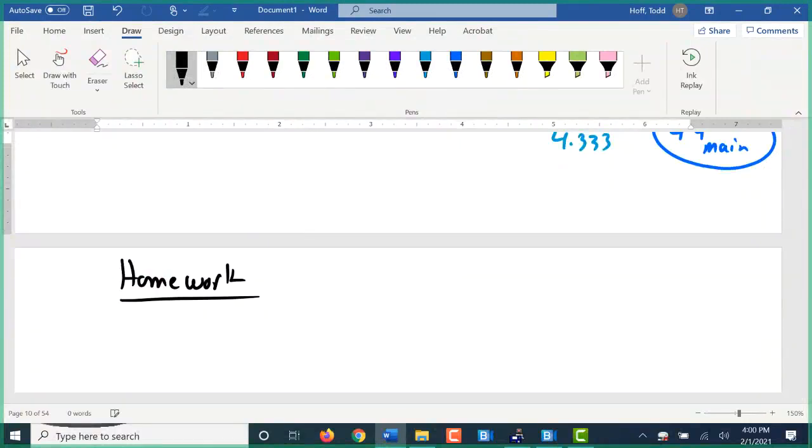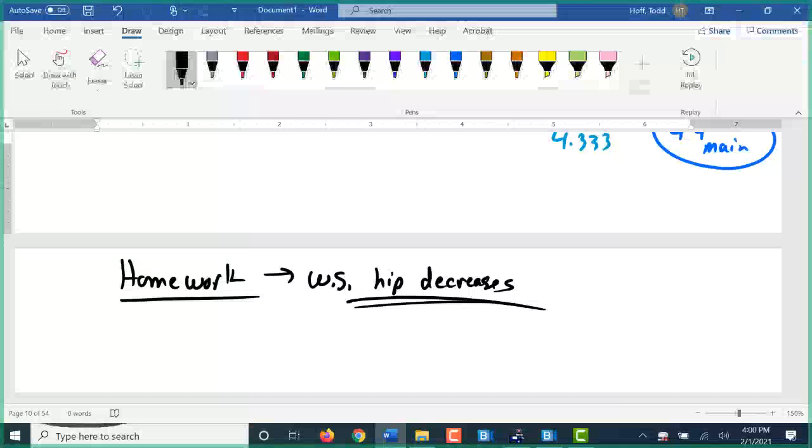Your homework: there is a worksheet posted on Blackboard for hip. You need to be able to recognize if it's conventional, so the decrease is the same on both sides, or if it's unconventional, so you have to have the two different decreases. Okay?